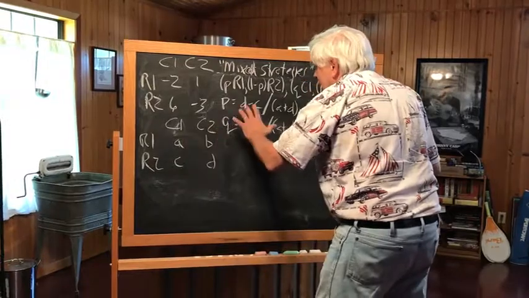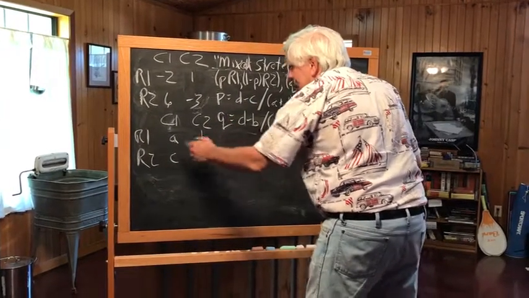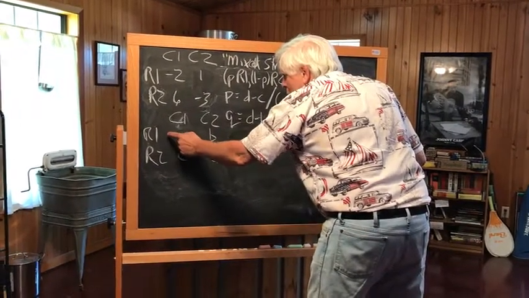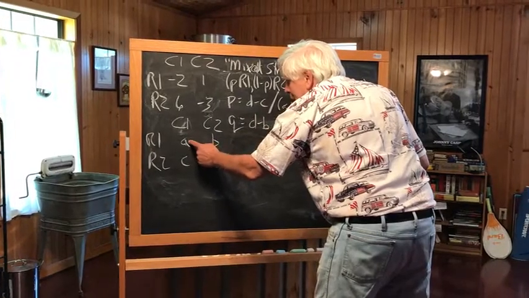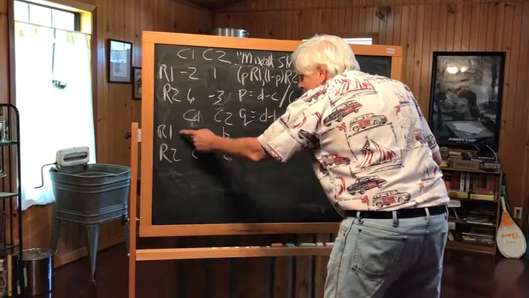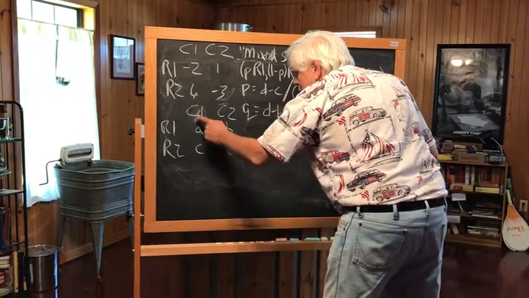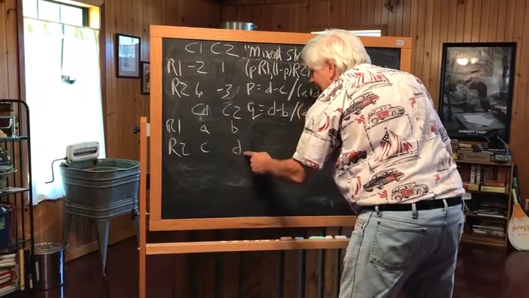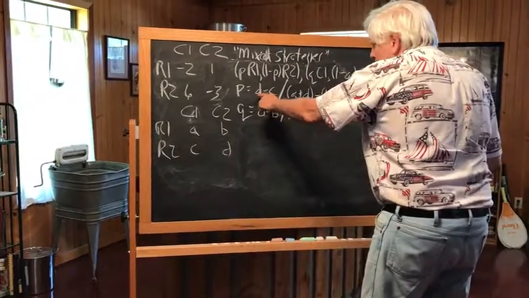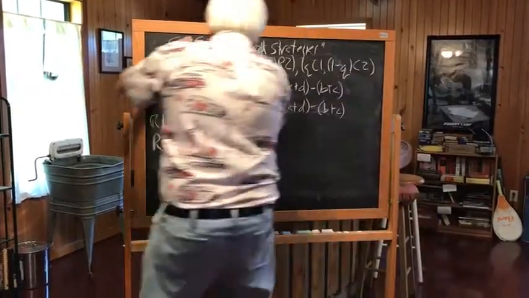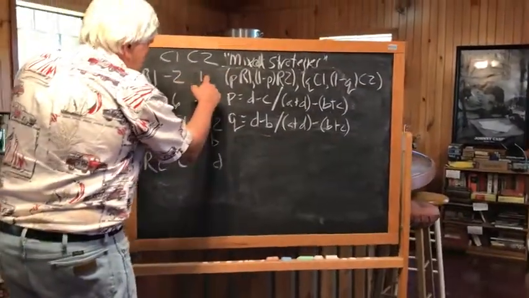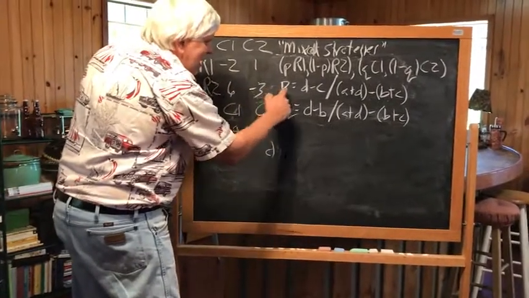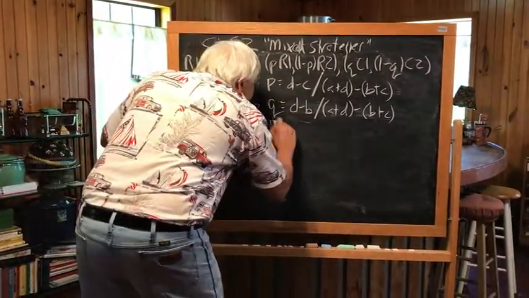Here's the way we think of the A, B, C, and D. Think of the payoff in the R1C1 matrix as A, R1C2 is B, R2C1 is C, R2C2 as D. And now just plug the values in from this into these equations and calculate.